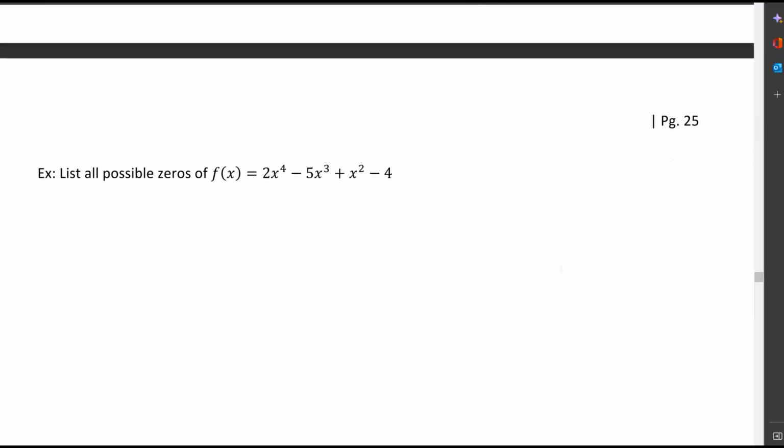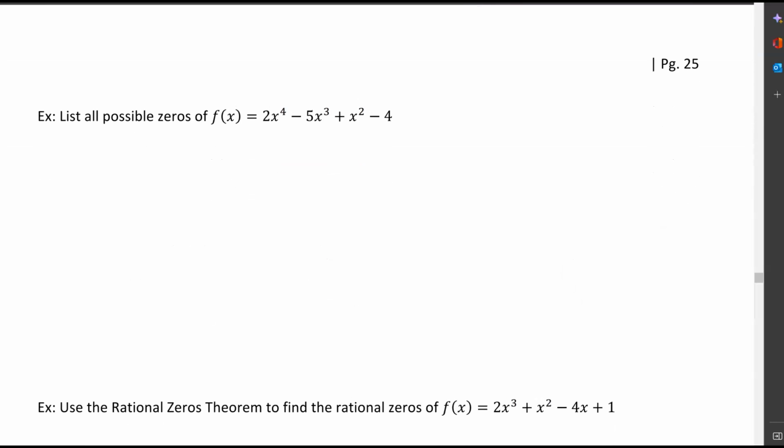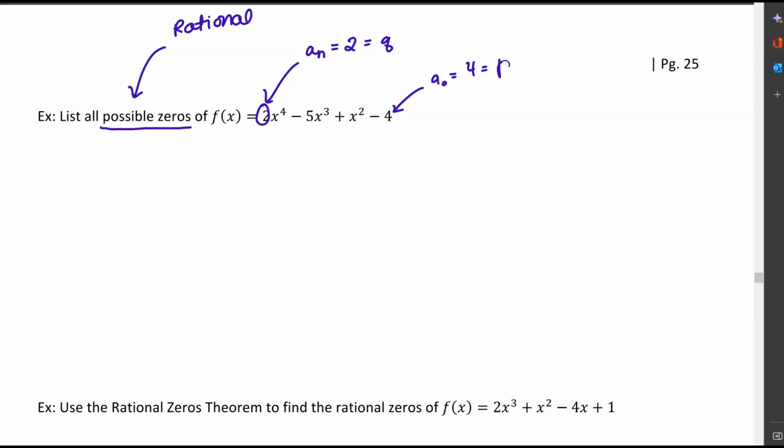Okay, so here, let's take a look at this example. So we want to list all possible zeros. And so when we're looking at this, it's going to give us the idea that we should probably be looking at that rational zero theorem. Okay, so we're going to look at this 2. Remember, this is our a sub n because it's the leading one. And so this is equal to 2, but this is also our q that was being defined. And our -4, this is our a sub naught, right? Which is 4, which is going to be our p.